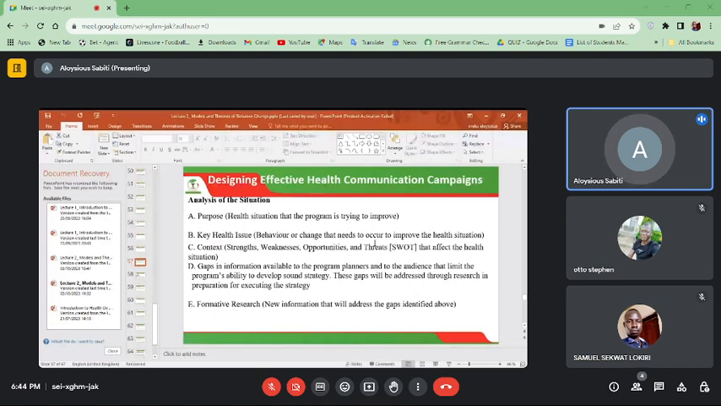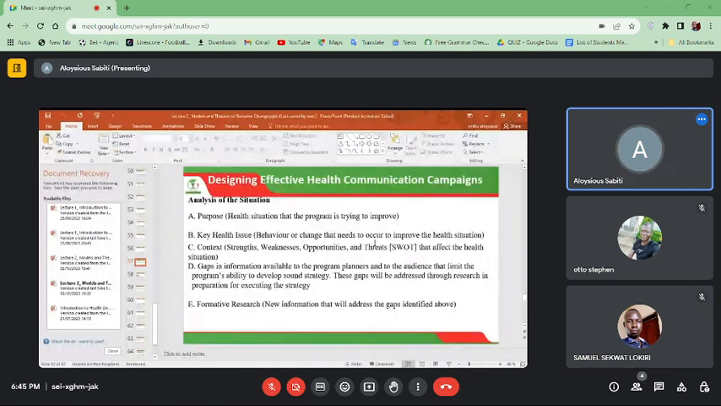Probably you may think there are social laws, there could be community traditional laws, there could be religious laws, there could be the level of education, there could be cultural background, or there could be individual factors like poverty, and so forth and so forth. There are a lot of issues, could be age and so forth. So you're also able to identify gaps in information available to the program planners and to the audience that limit programs' ability. Then you do formative research, new information that will address the gaps.